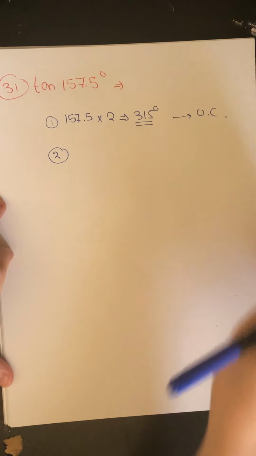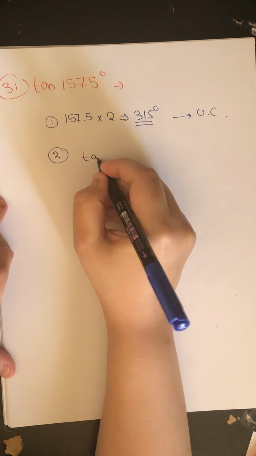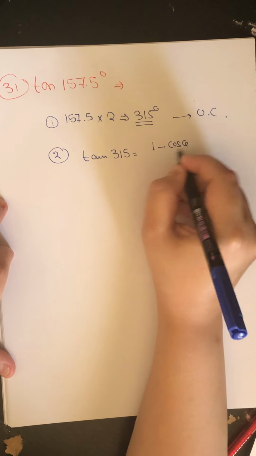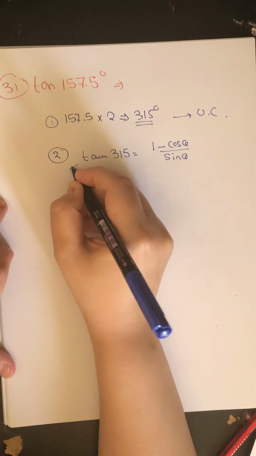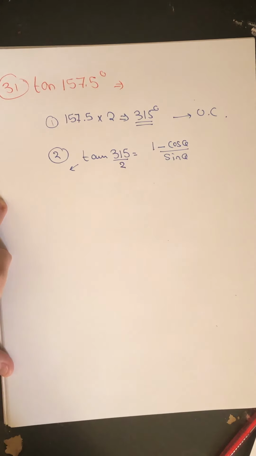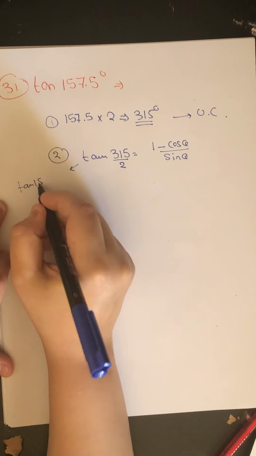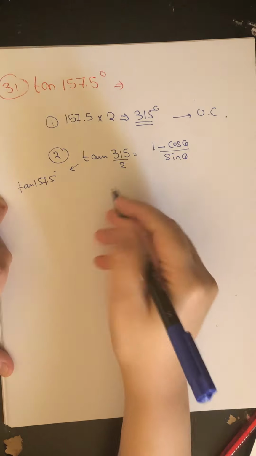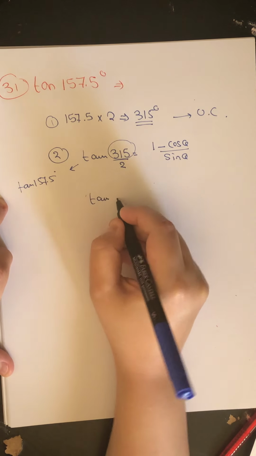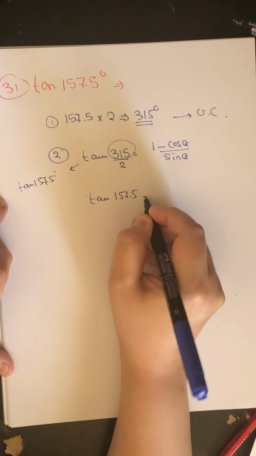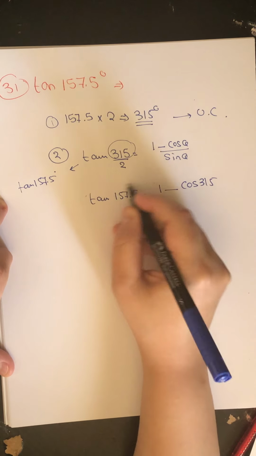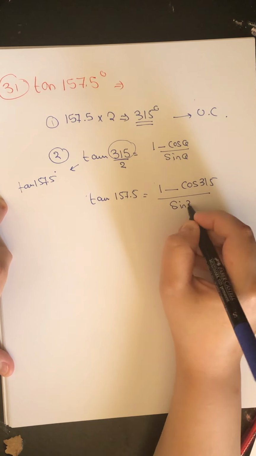Which identity would you use? I would use any one. Now I would think of tan 315 equals 1 minus cosine theta over sine theta. This is the same, 315 divided by 2, I'm sorry, it's the same as tan 157.5. So now since theta became 315, I'm going to say that tan 157.5 is equal to 1 minus cosine 315, here I put the double, here I put the half, all over sine 315.